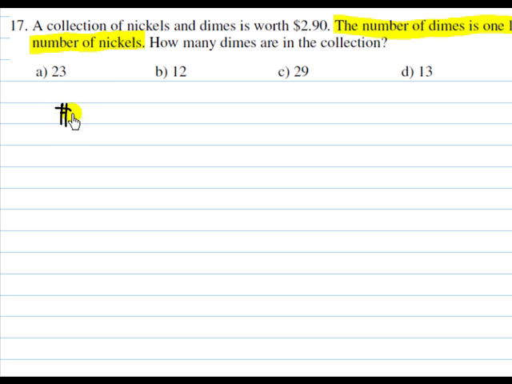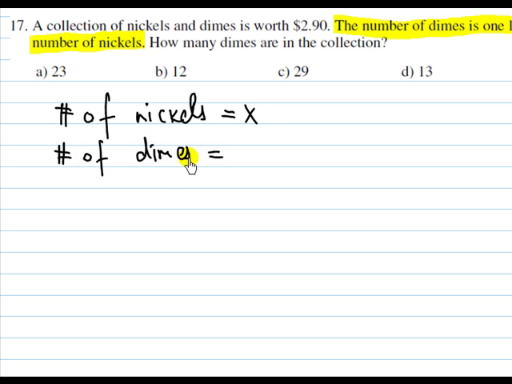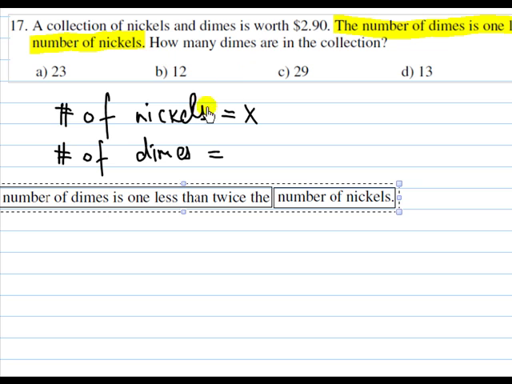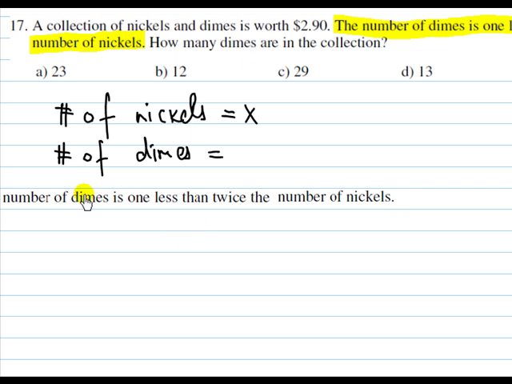So let the number of nickels be x. Then we want to find the number of dimes, and we will use the yellow sentence. Let me bring that yellow sentence here. It says the number of dimes is one less than twice the number of nickels. The number of dimes equals one less than twice the number of nickels.